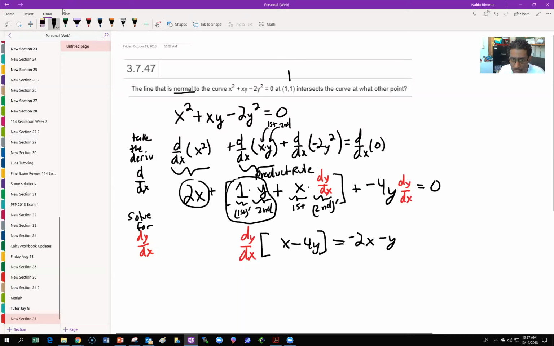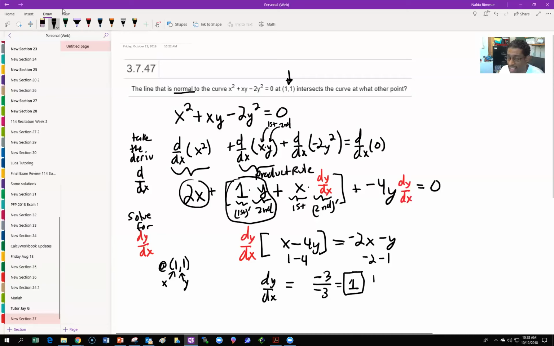Now, we're given a specific point. We could find the formula for dy/dx, but we're given a point, so we want it for this particular point when x is 1 and y is 1. Let's plug in x is 1 and y is 1. So we'll have 1 minus 4 and negative 2 minus 1. Basically, dy/dx is negative 3 on top of a negative 3. It is a 1.